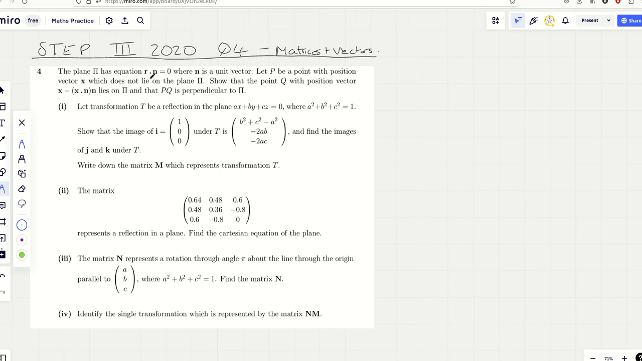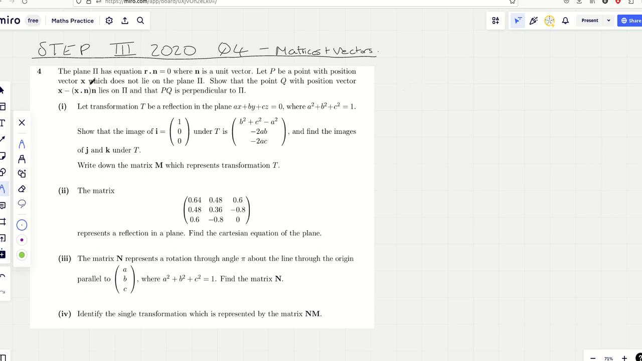Okay, so we're told that r dot n equals 0 is a plane, and n is a unit vector. Before we even start, they want us to prove a couple of things, which I didn't end up using in the question, but which can definitely be used to make some things slightly quicker. But I just want to show you what my thinking was.